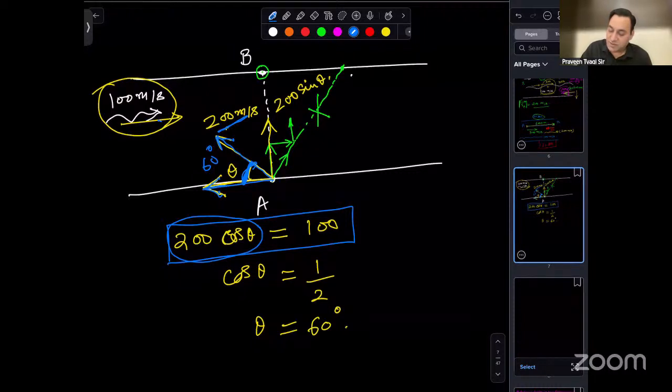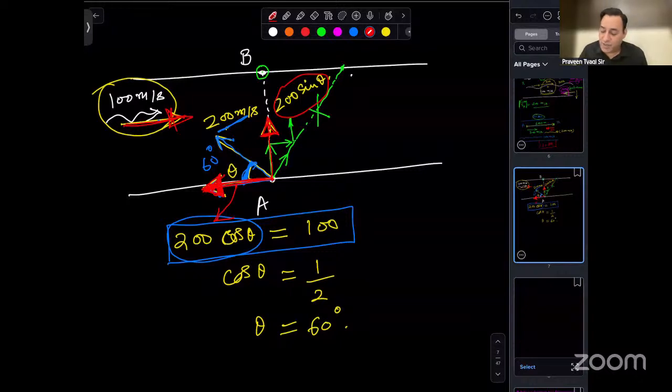This is the swimmer's velocity in this direction. And this is the swimmer's velocity in this direction, 200 sine theta. If the river was still, 200 cos theta is the swimmer's velocity in this direction. If the river is flowing with 100 in this direction, the net velocity will be 200 cos theta minus 100.